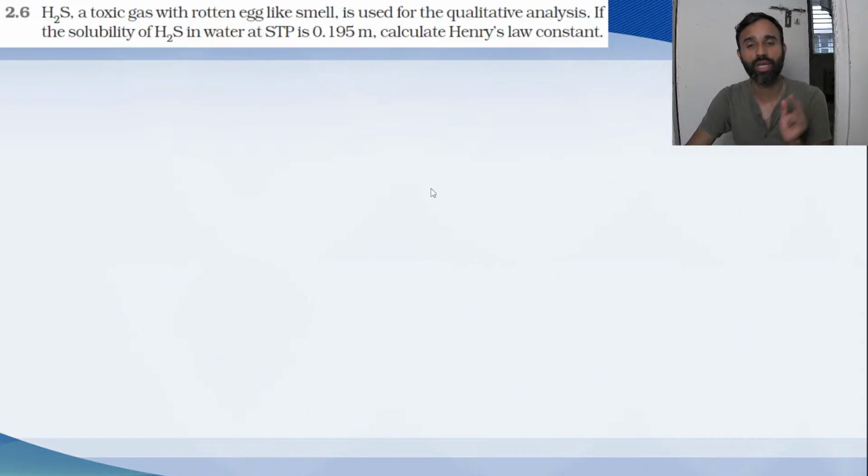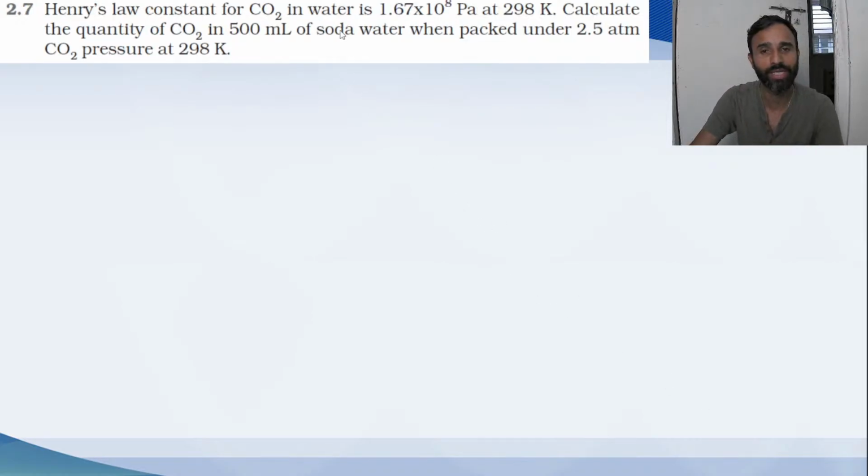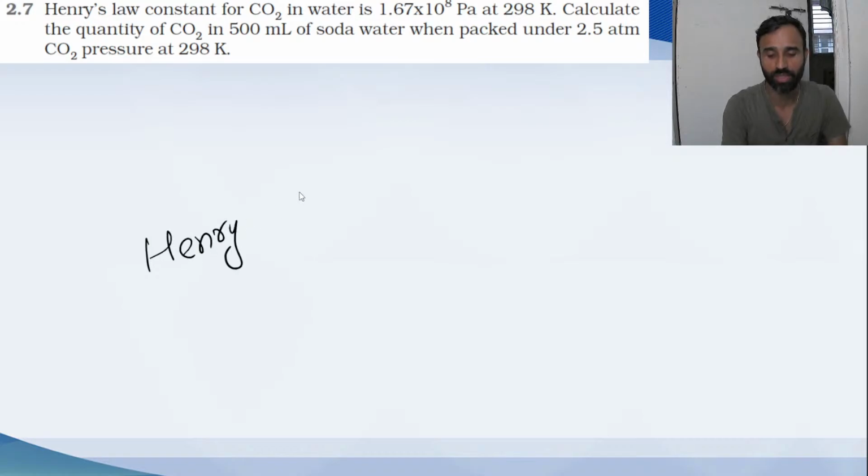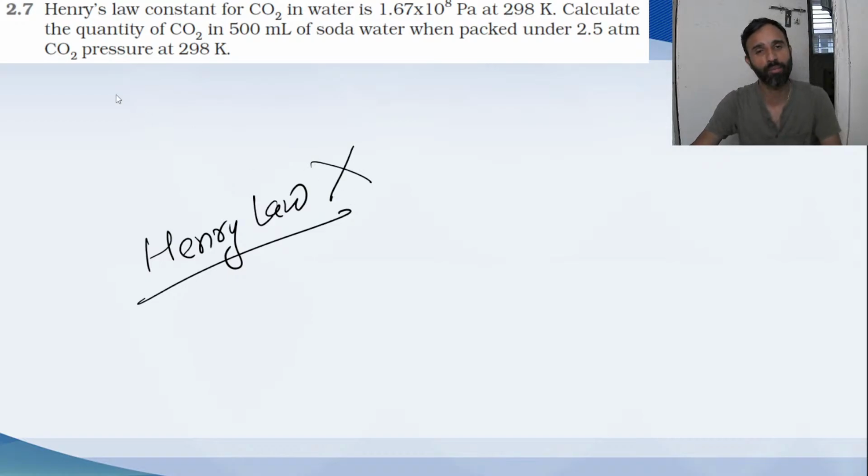Sixth question is related to Henry's law, which is eliminated from the syllabus. We will not solve this question. Again, 2.7 is also from Henry's law. So this Henry's law is not in the syllabus now. This is eliminated from the syllabus.